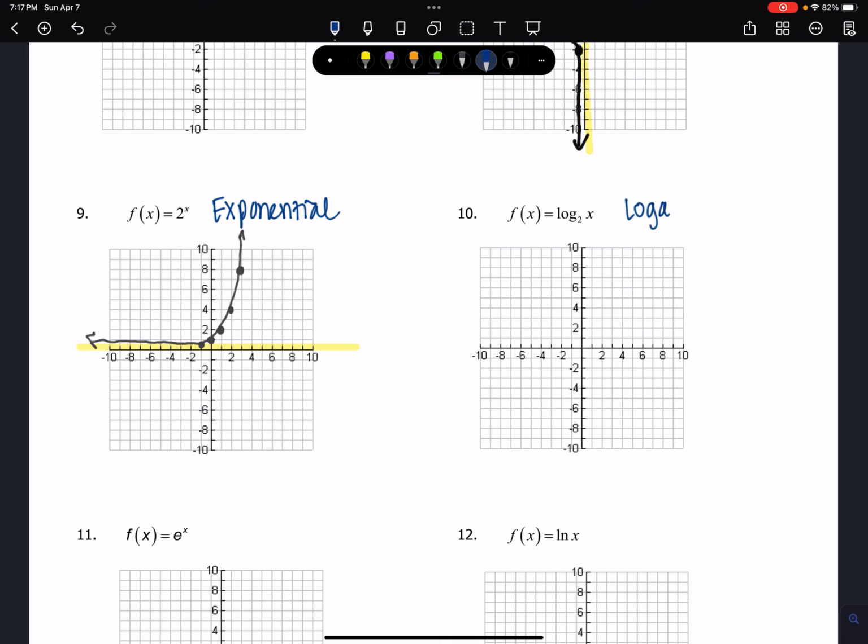The logarithmic function is an inverse of the exponential. So it has a vertical asymptote, and all of the ordered pairs that are on the exponential, you reverse the inputs and outputs to get the points for its inverse. So 0, 1 becomes 1, 0; 1, 2 becomes 2, 1; 2, 4 becomes 4, 2; and 3, 8 becomes 8, 3.